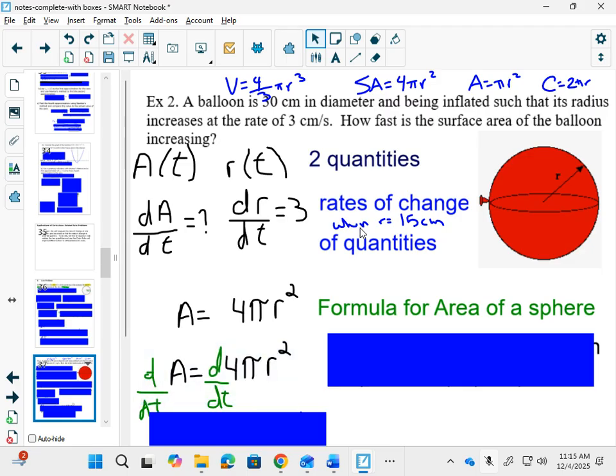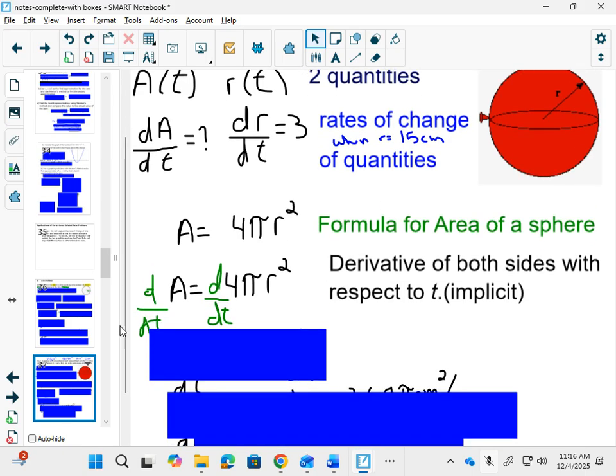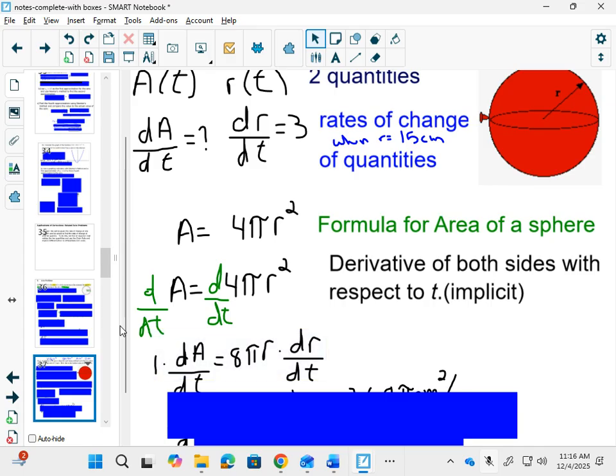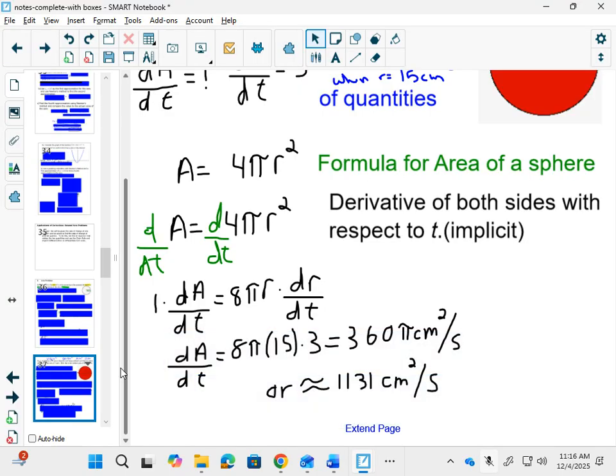Implicit differentiation with respect to time. Derivative of A would be dA/dt. The derivative of A is 1, but then it's a chain rule, because with implicit differentiation you have dA/dt. So every variable, with implicit differentiation, you're always going to end with a d-something dt. When r is the variable, you're going to end with a dr/dt. The 2 comes out in front, subtract 1 from the exponent, and then you have a dr/dt. And then it's just a matter of plugging in your 15, plugging in 3 for dr/dt.